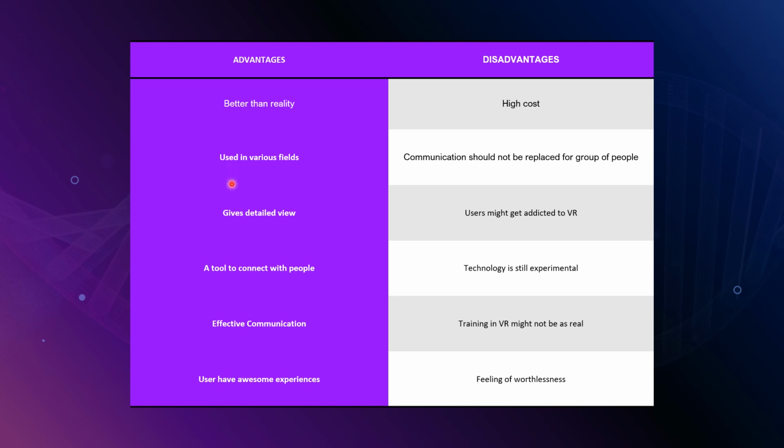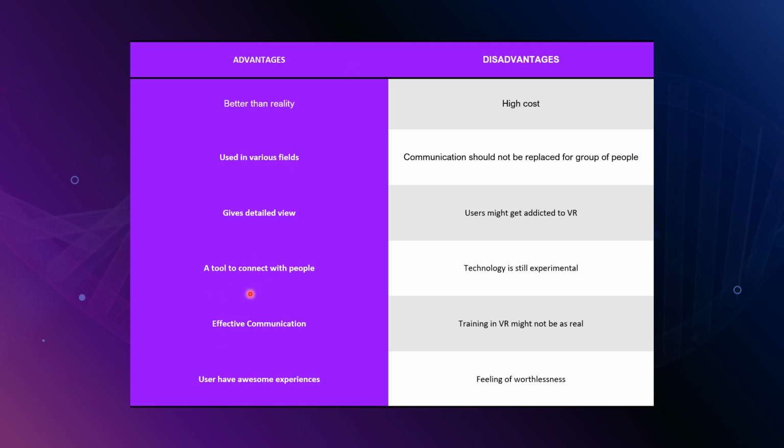Secondly, VR is also used in various fields, for example, military, education, healthcare, and also real estate. The customer does not exactly have to be in the specific location to view the house, since VR has a 360 feature.